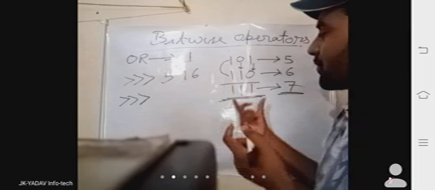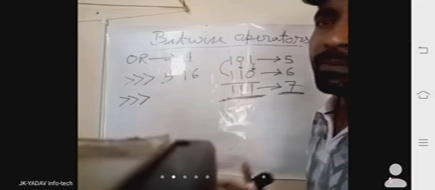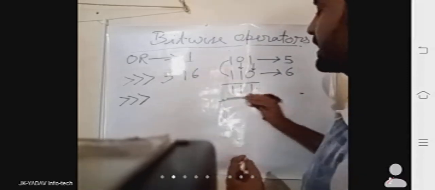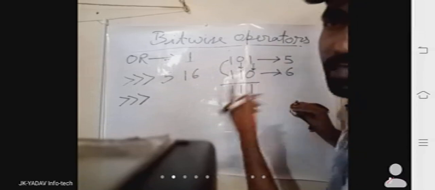Now how do we find it? How do we convert a binary number into a decimal number? It is very easy. We multiply by the base of binary, that is 2: 2 power 0 first, then 2 power 1, then 2 power 2, like this. So how can we find 7? You can see 1 1 1 is there. So how will it come to 7?